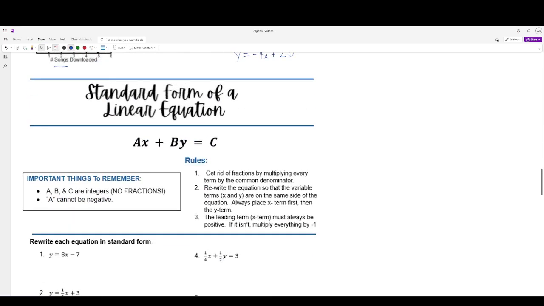All right, standard form, ax plus by equals c. There are 3 rules to standard form. There are 2 of them here, but I'm going to add a third one that we don't really worry too much about, but it is technically a third rule. The first rule is that a, b, and c have to be integers. They cannot be fractions or decimals.